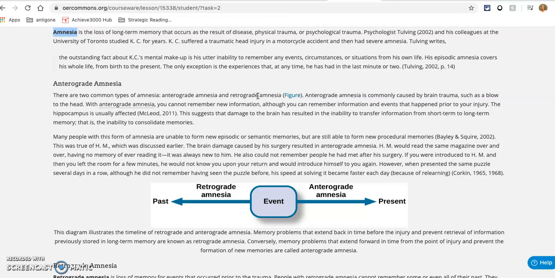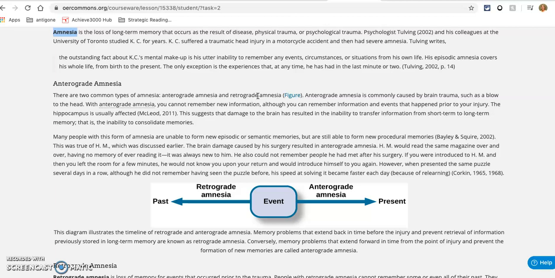This suggests that damage to the brain has resulted in the inability to transfer information from short-term to long-term memory. That is the inability to consolidate memories. If I look at that sentence, that takes a little bit of digestion because I'm not exactly sure. It's talking about transferring information from short-term to long-term memory and the ability to consolidate. So bring things together is kind of what I'm asking there, and that might be something that I need to clarify with my instructor.